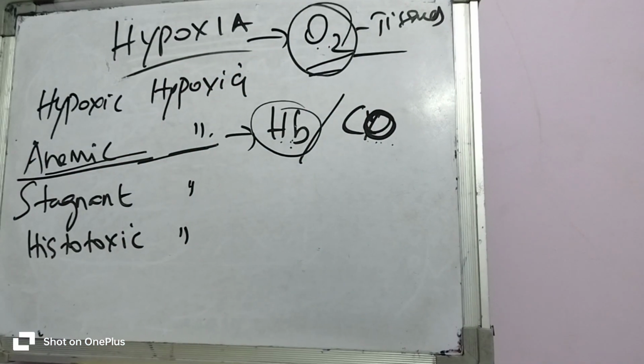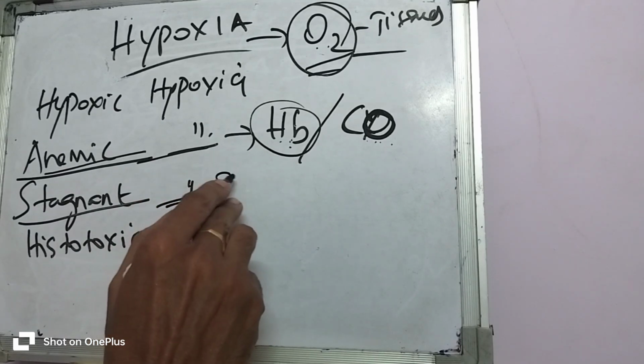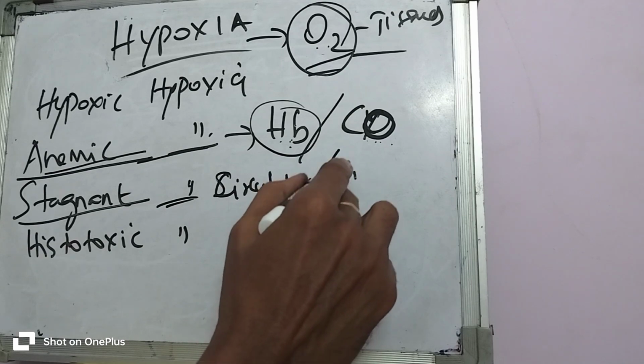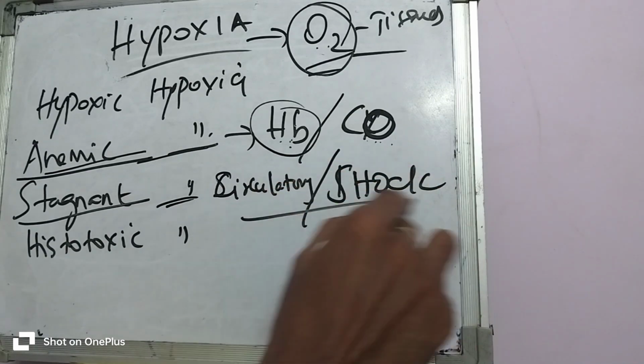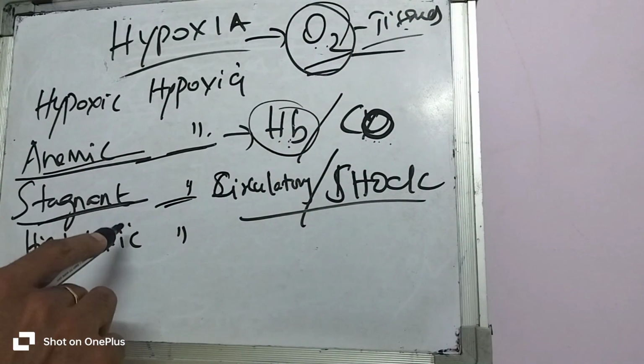So next is stagnant hypoxia. Here, due to low blood flow or stagnation of blood flow, as happens in circulatory failure or in shock, less oxygen is available to the tissues due to poor blood circulation. That is called stagnant hypoxia.